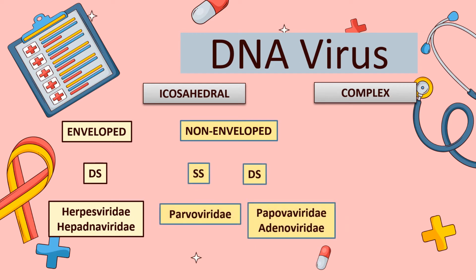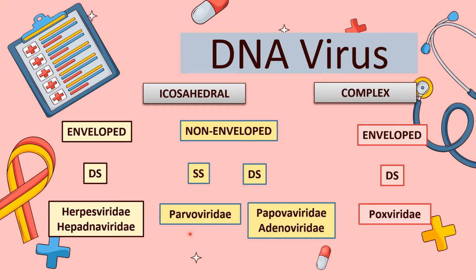For the non-enveloped icosahedral DNA viruses, we have single-stranded and double-stranded. For the single-stranded, we have parvoviridae, and for the double-stranded, we have papovaviridae and adenoviridae. Now, for the complex DNA viruses, we only have enveloped, double-stranded, and it is poxviridae.